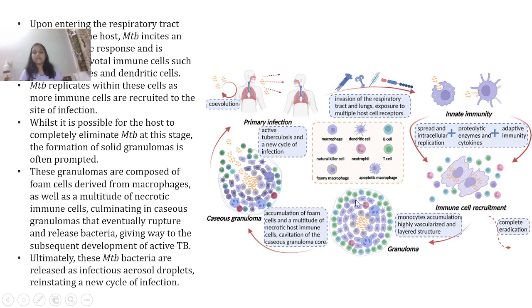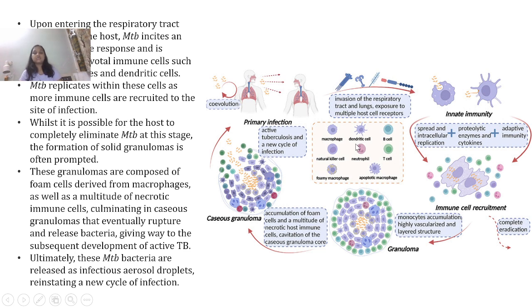This granuloma is composed of foam cells derived from macrophages and necrotic immune cells, and whenever there is a rupture of this granuloma, it will release the bacteria, resulting in the development of active TB. So here you can see this bacteria will be released. When this MTB bacteria is released as infectious aerosol droplets, there will be a new cycle of infection.